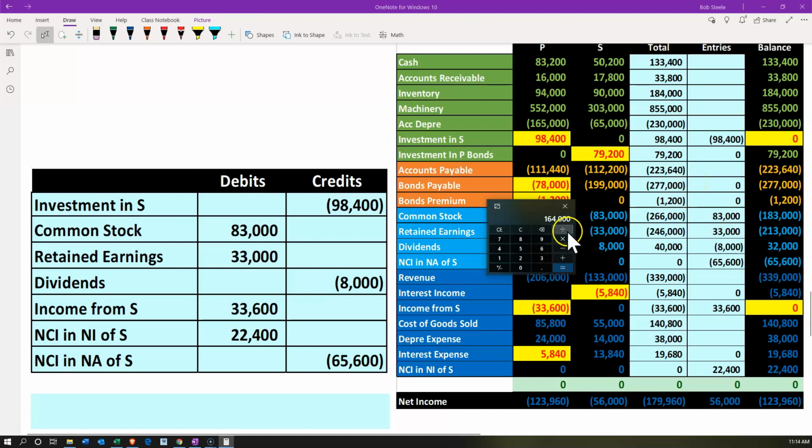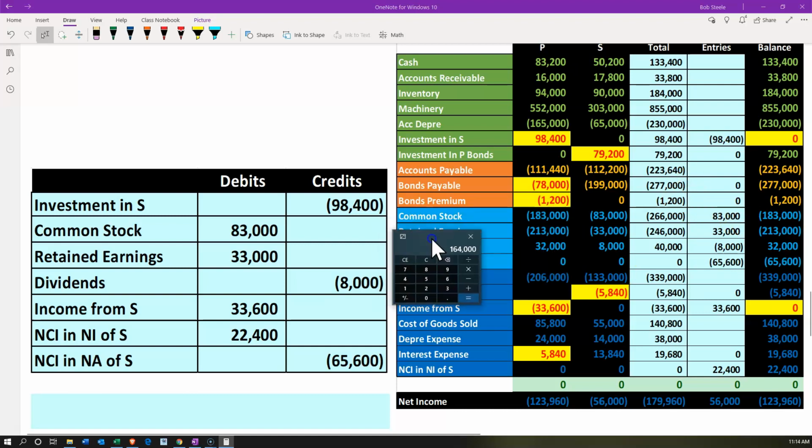I think that's the same number, the 164. And that also is represented by the middle here, from the common stock on down to the income from S. So 164,000 should also be 83,000 plus the 33,000 plus the 33.6 plus the 22.4 minus the 8,000, right? The same number. This middle stuff here should equal assets minus liabilities, or the equity section, which we're now breaking out between the controlling and non-controlling interest.